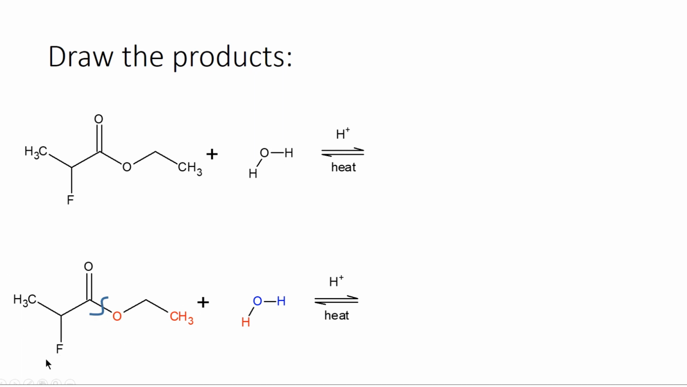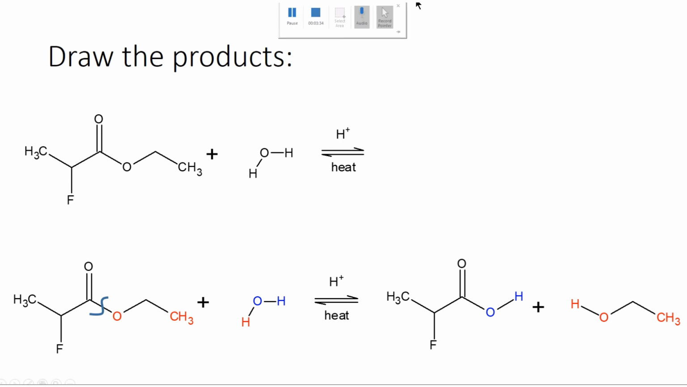Do you remember when we named it? This was the alcohol name. This was the carboxylic acid name. So that's the same thing here. We're going to break this molecule into our alcohol portion and our carboxylic acid portion. Since we're doing this in the presence of acid, we can reform our acid and our alcohol. Okay, trying to emphasize the acid here because this is acid hydrolysis, which is slightly different than the next one we're going to cover, which is base hydrolysis.